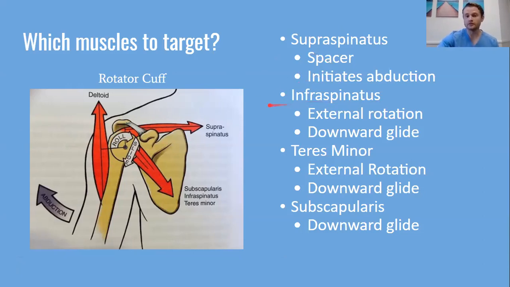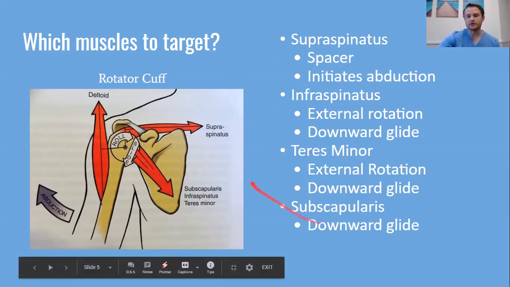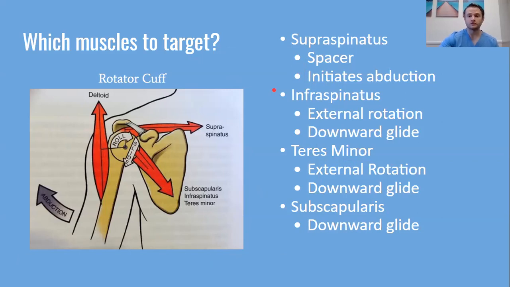Then you have the infraspinatus, which helps to glide the humeral head down and to help clear some of the bones so they don't get stuck. And same thing with the teres minor and the subscapularis. Those are the four muscles of the rotator cuff and what they do. They're very important. They serve very prominent roles in making sure that our arm does what it's supposed to do.